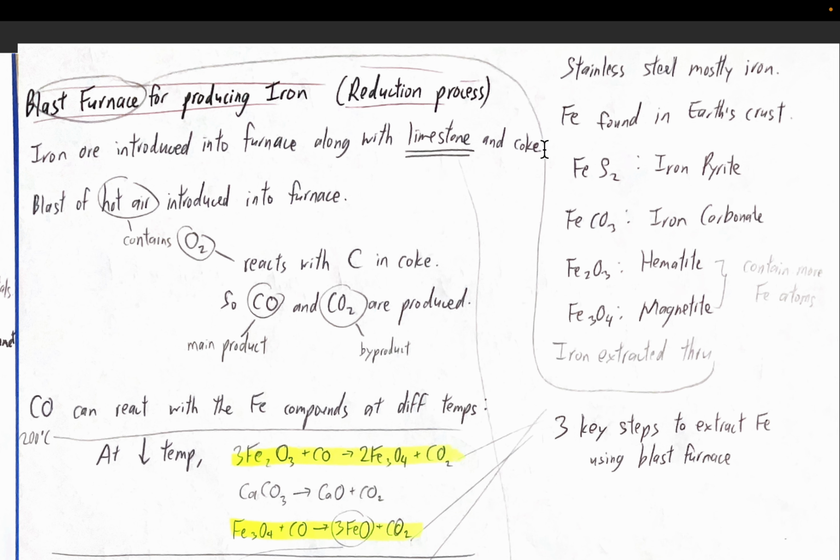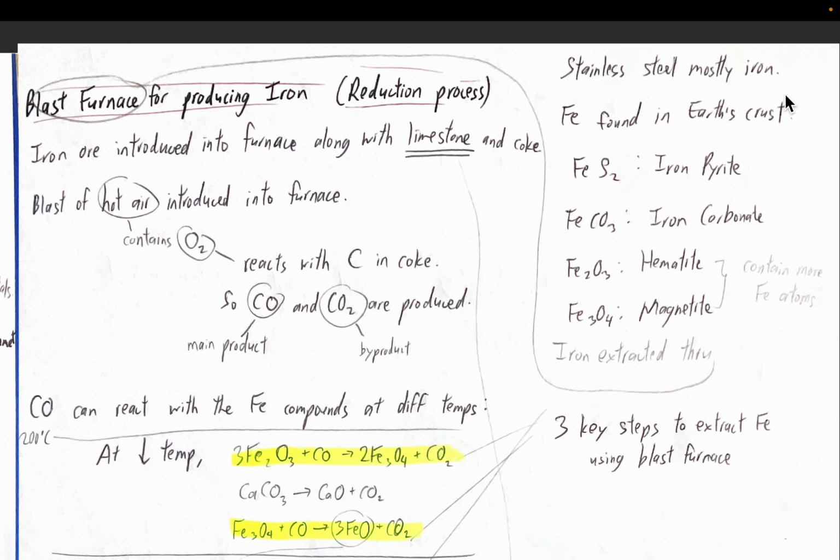Okay, this word also has its own meaning in the context of earth science. So a blast of hot air is introduced into the furnace. This hot air contains oxygen. This reacts with the carbon in the coke. Therefore, carbon monoxide and carbon dioxide are produced. Carbon monoxide here is considered the main product. Carbon dioxide is just considered a byproduct. So, yeah.